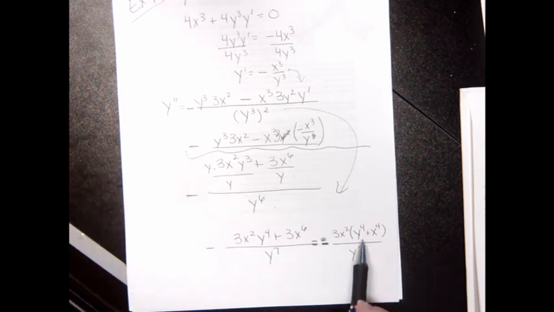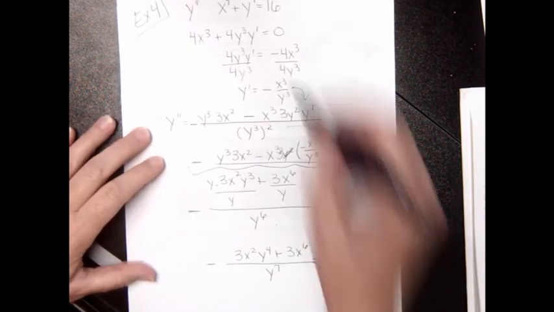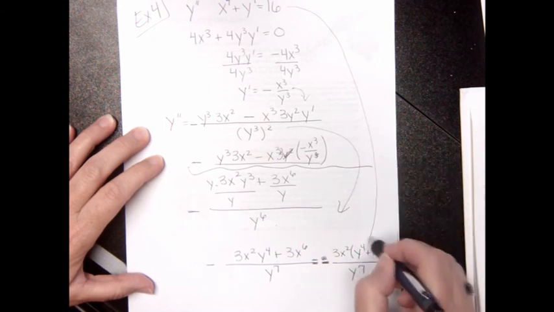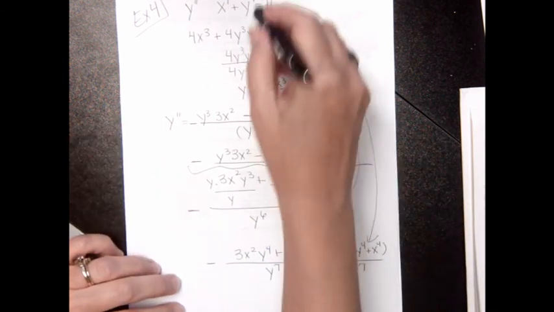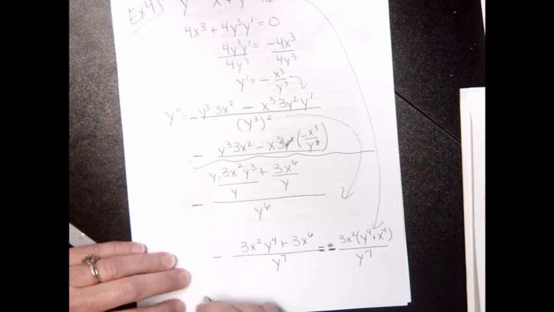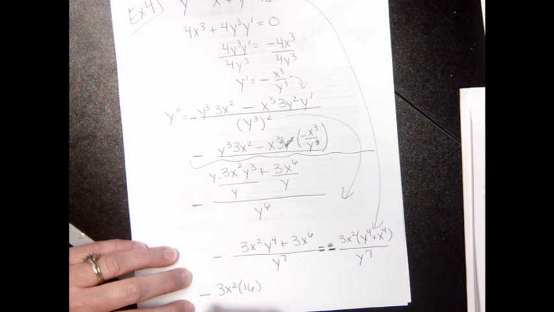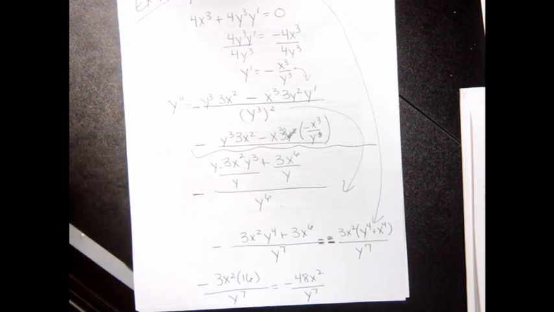Here I see that my y to the 4th plus x to the 4th should look a little familiar to me because that is what I started with at the top. So I can substitute 16 in for that, and I will have negative 3x squared times 16 all over y to the 7th, and that'll be negative 48x squared over y to the 7th. You can put the negatives now at the top or in the middle. It doesn't matter.